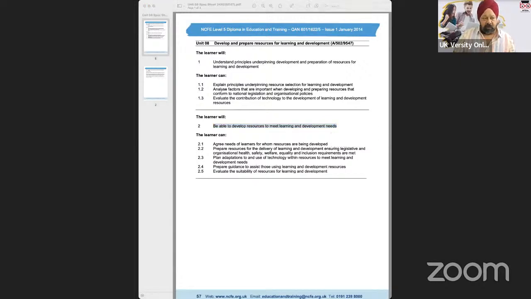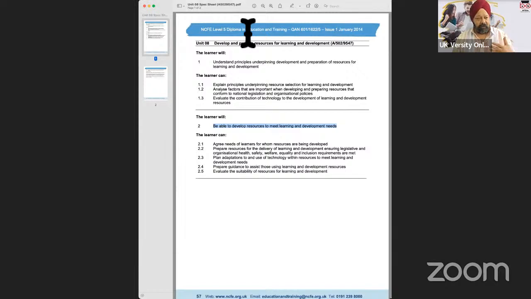So the first one was the first learning outcome that we've covered in detail, and the presentation basically looks at the principles. How do we look at development, and what are the key bits of legislation and regulation that we need to keep in mind to be able to develop resources adequately, which are fit for purpose?